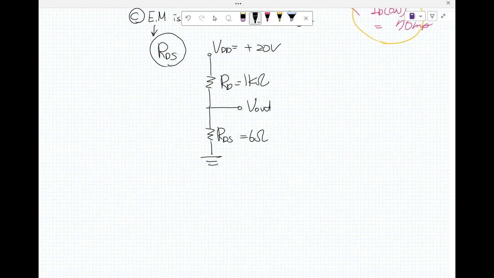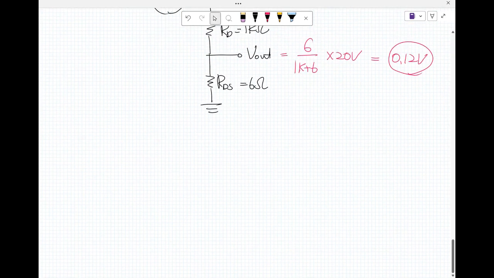So for the high input gate voltage, the V sub out is 6 over 1K plus 6, multiplied by 20 volt. That was 0.12 volt. Okay.